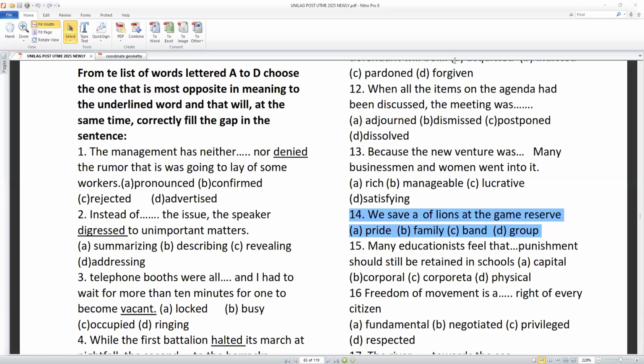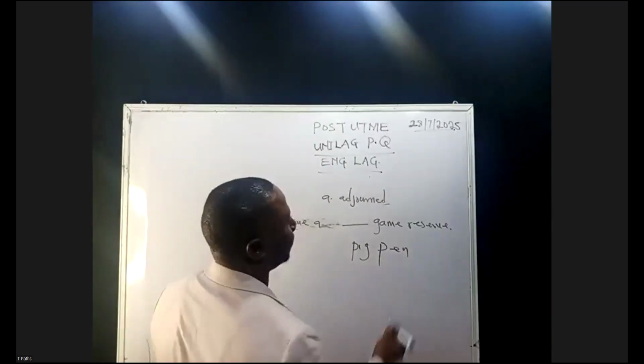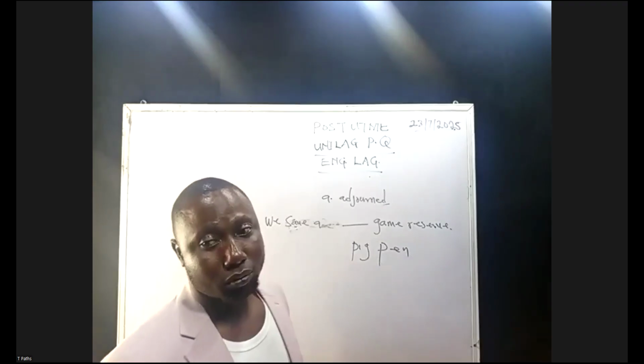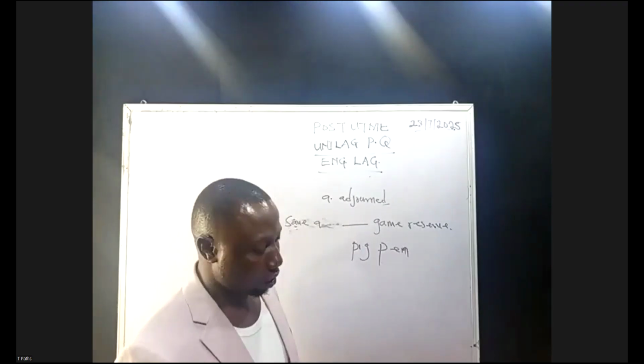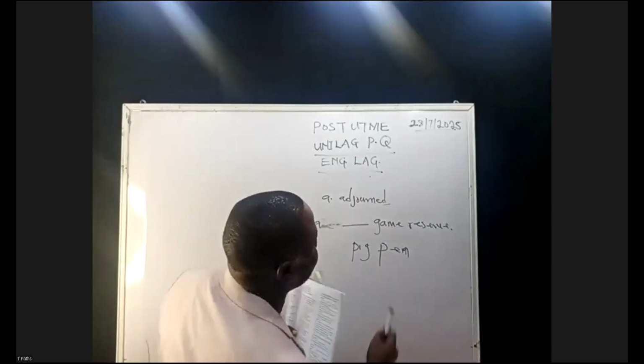What about pig? Pig is now called what? You have your pen there. Pig is called what? Pen. But you have a pride of lions, then pig, which is called pen. It's your normal pen that you use for writing, that you use for writing notes.